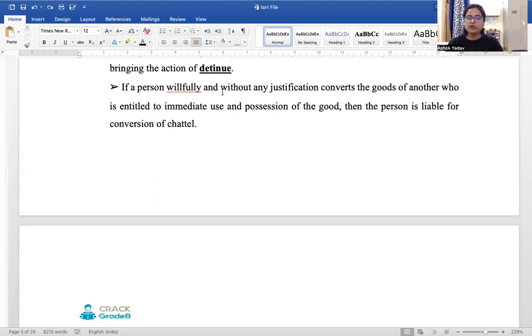If a person willfully and without any justification converts the goods of another who is entitled to immediate use and possession of the good, then the person is liable for conversion. Right? So this tort is called conversion. I gave you some good for some other purpose, but now you're using it for something else. Right? So this is called conversion.